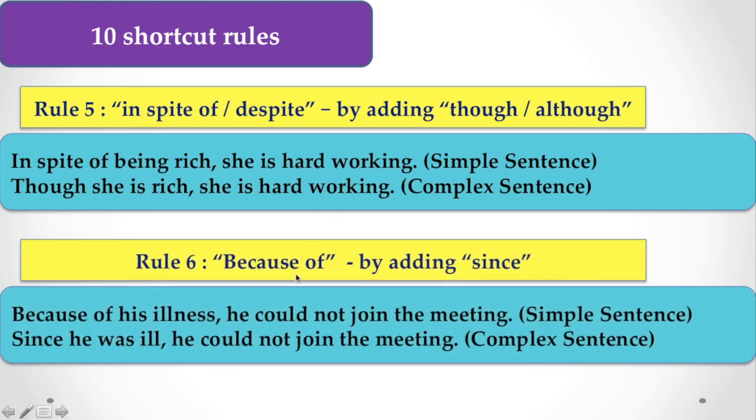Next rule for you. If the simple sentence starts with because of, you have to add since when you want to make that simple sentence into a complex one. "Because of his illness, he cannot join the meeting." This is an example of a simple sentence. If you wish to convert it into a complex one, you just write it in this manner: "Since he was ill, he could not join the meeting." This is an example of a complex sentence.